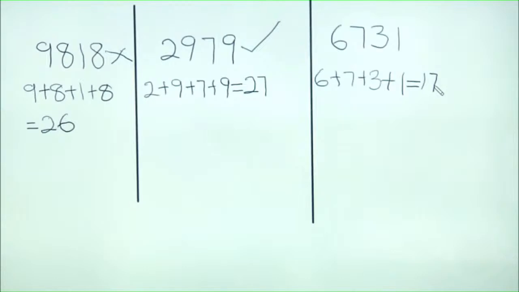And is 17 divisible by 9? When we add 1 and then 7, 1 plus 7 is 8. 8 is not divisible by 9. So 6,731 is not divisible by 9.